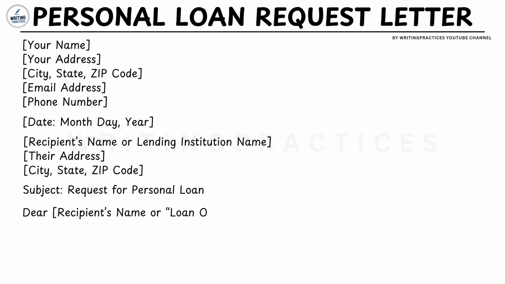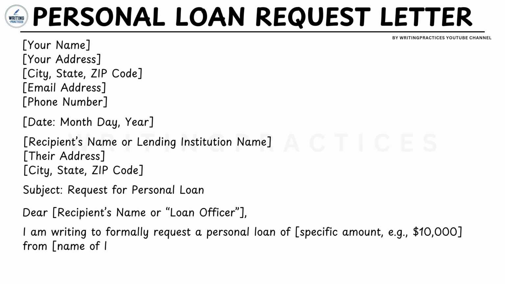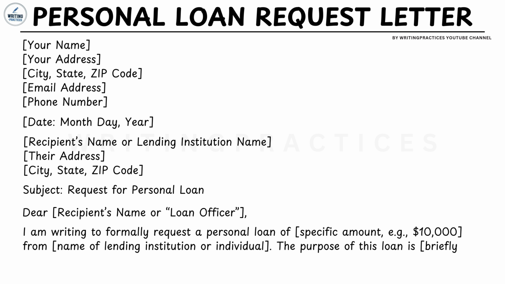Opening paragraph. Introduce the loan request. In the opening, briefly state your purpose. Be specific about the loan amount and its intended use. Use a polite, professional tone to set a positive impression. Example, I am writing to formally request a personal loan of $10,000 from name of lending institution or individual. The purpose of this loan is to consolidate existing debts and manage my financial obligations more effectively.